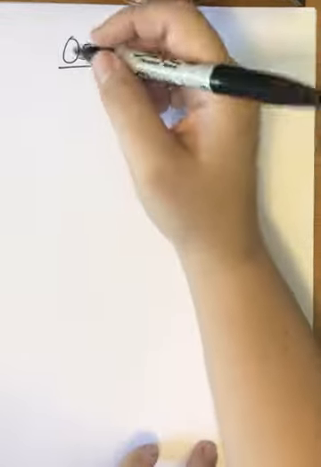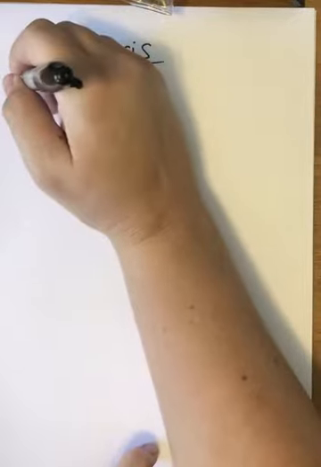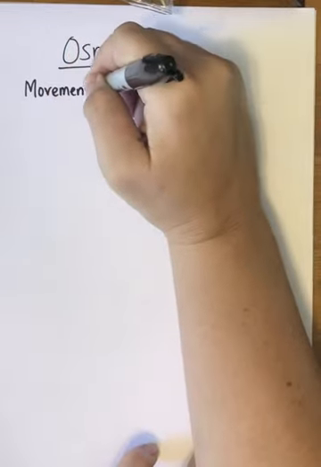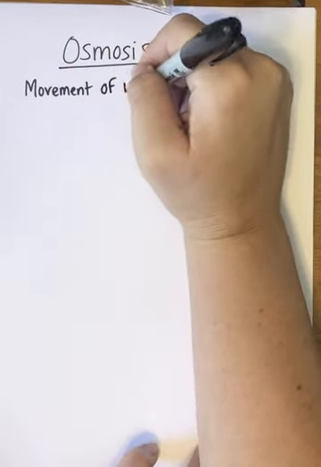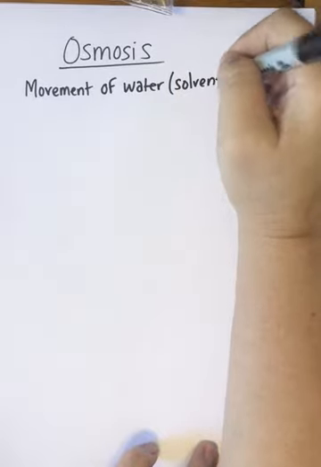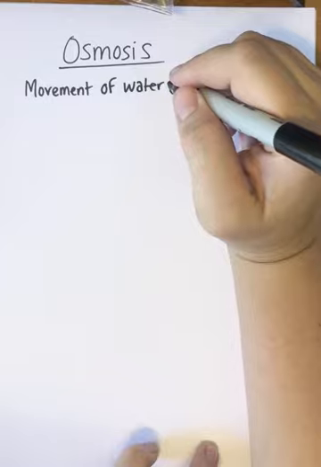Alright, in this video I'm going to talk about osmosis. When talking about osmosis, it is a simple diffusion, a passive transport, but it is literally the movement of water, which is the universal solvent, to an area of high concentration of solutes.